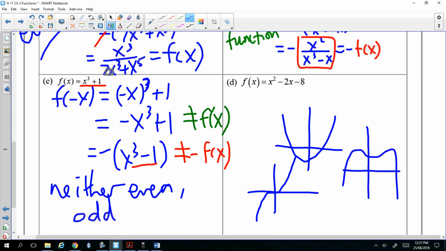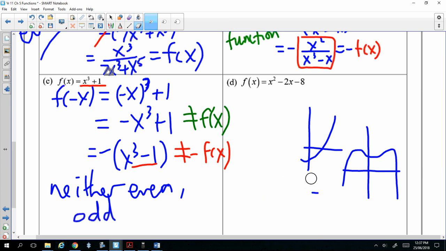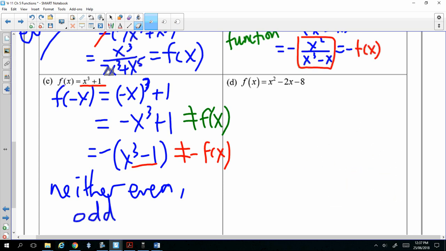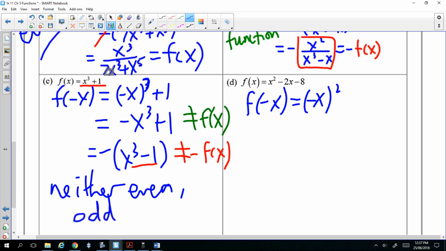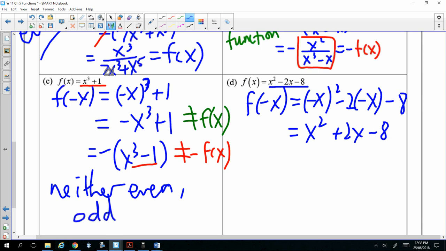Let's test it out. F negative x. Negative x squared minus 2 negative x minus 8. Right? When you square the negative x, you get x squared. Double minus is plus, minus 8. Now, is that the same as itself? No. Not equal to fx, so it's not even. Let's take out a negative. If I take out the negative, you get negative x squared minus 2x plus 8. Which is not equal to the negative of itself. So it's neither equal to itself nor the negative of itself. You say it is neither.